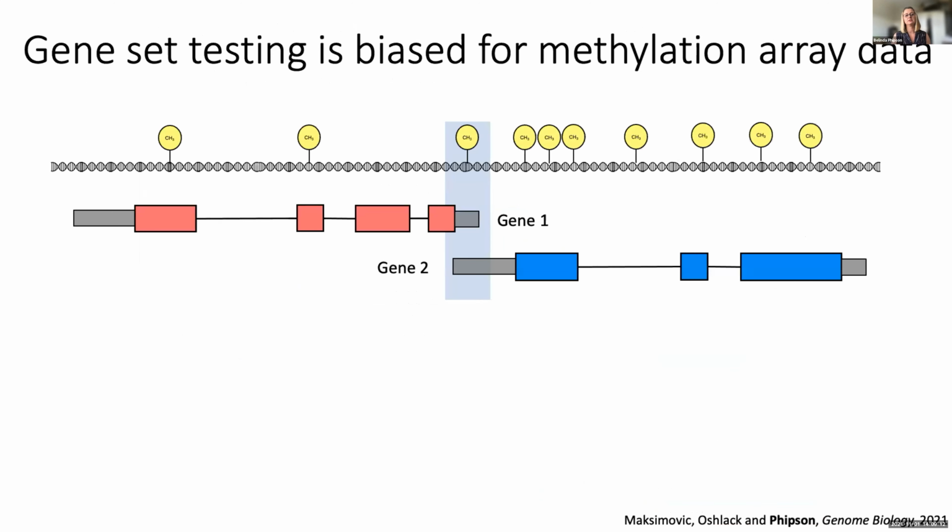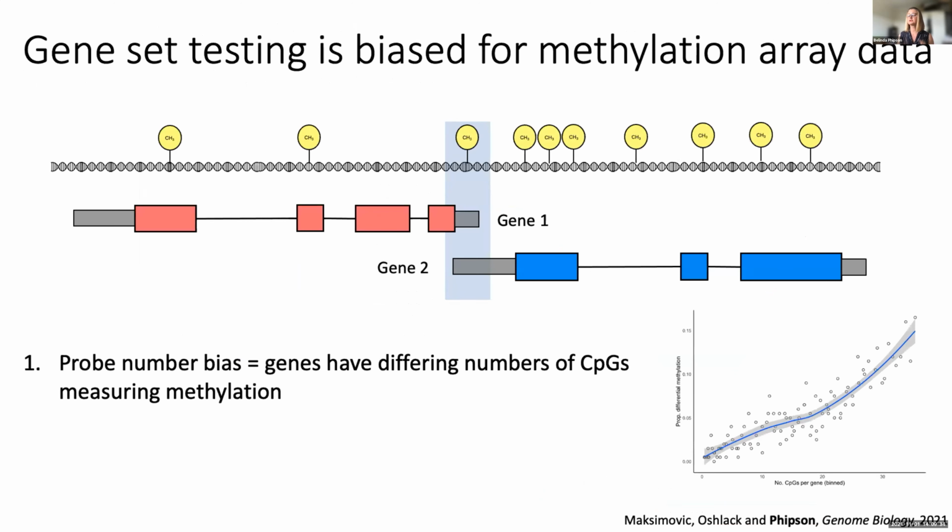One of the issues is that gene set testing is biased for methylation array data, and this is due to the composition of the array. I've got a little example here where we've got two genes. Gene 1 has 3 CpG sites, and gene 2 has 8 CpG sites, measuring methylation across these genes. And there is one CpG that is shared between gene 1 and gene 2. The most obvious source of bias here is what we call probe number bias, where the genes have differing numbers of CpGs measuring methylation, and that actually affects the likelihood that you find that gene differentially methylated.